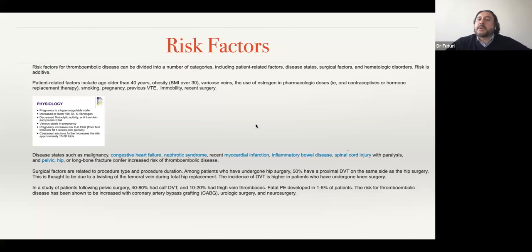Crohn's disease, spinal cord patients who are paralyzed and are usually confined to a wheelchair, and certainly patients who are undergoing orthopedic surgery of the pelvic, the hip, or some of the long bones where they come in with fractures, femoral fractures, hip fractures. Surgical factors are certainly a risk factor.